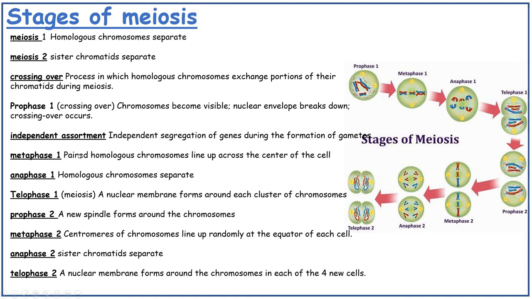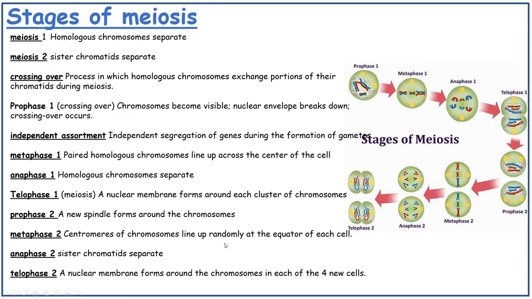metaphase. Metaphase 1: paired homologous chromosomes line up across the centre of the cell. Anaphase 1: homologous chromosomes separate. Telophase 1: a nuclear envelope forms around each cluster of chromosomes. Prophase 2: a new spindle forms around the chromosomes.